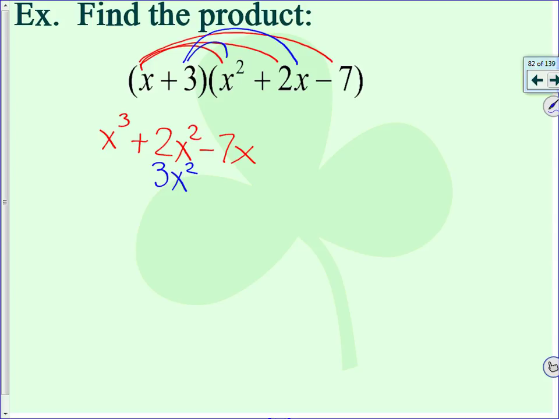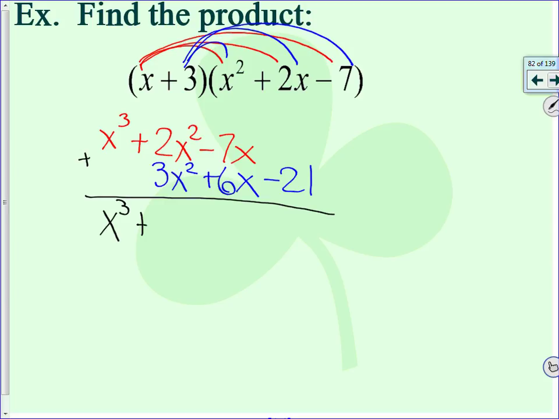Okay, so 3 times 2x. So that'll line up right under the other like term. And then the last one is 3 times negative 7, negative 21. Good. So it all lines up kind of like when you're doing operations in the lower grades. Okay, so x cubed doesn't have any friends, so that's just x cubed. We have 5x squareds, negative 1x, and negative 21 also is a lone wolf there.